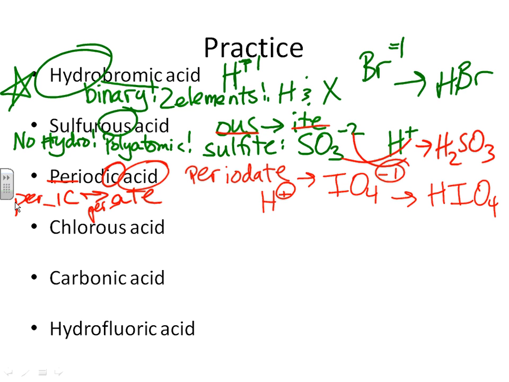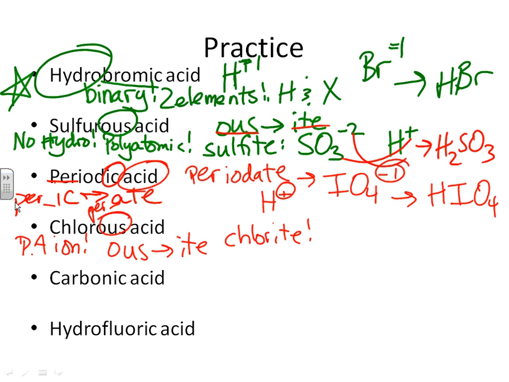Next up, chlorous acid. No hydro, not binary, polyatomic ion. Okay, so now we're thinking ous. Ous comes from ite. So chlorite, what's chlorite? Well, it comes from the chlorate series. Okay, chlorate series, ClO3 -1, that's chlorate. Ite means one less oxygen than ate. Chlorite is ClO2 -1. This is an acid. So our cation is H+. Combine them, H+1, ClO2 -1, HClO2.